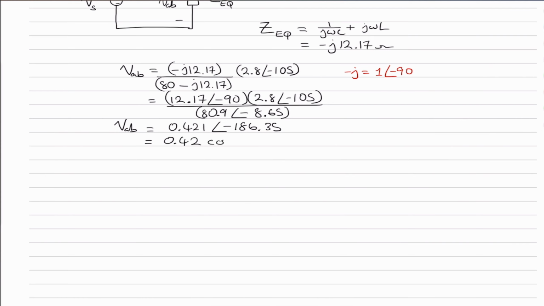0.42 times cosine of omega t, which is 300t, minus 186.35 degrees. Well, notice that our angle theta has exceeded 180. As you know, the angle theta may take on any positive or negative value, but we usually add or subtract multiples of 2 pi, or equivalently multiples of 360, so that the remainder is between negative 180 and 180.